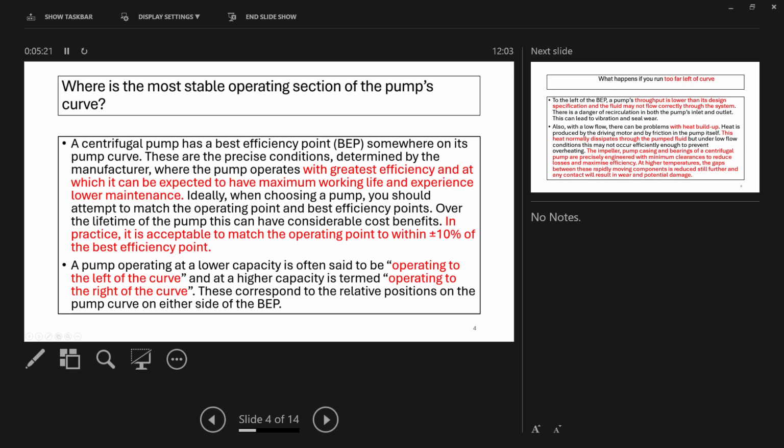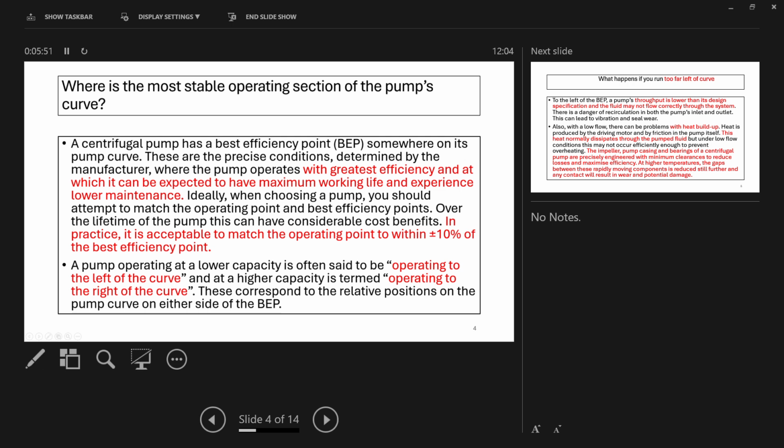What is the most stable operating point of the pump on the curve? You know the best efficiency point, where efficiency will be maximum, and your operating point should be plus or minus 10% of the best efficiency point. Here efficiency is highest, power consumption will be minimum, and maintenance will be minimum, so your preference should be to keep your pump running within plus or minus of the best efficiency point.